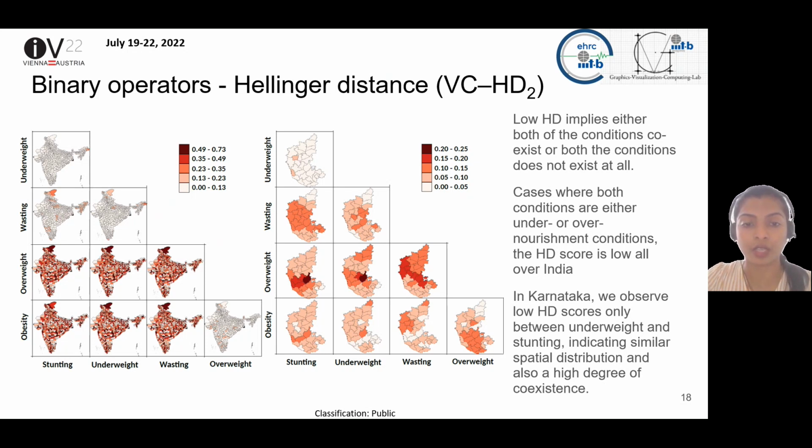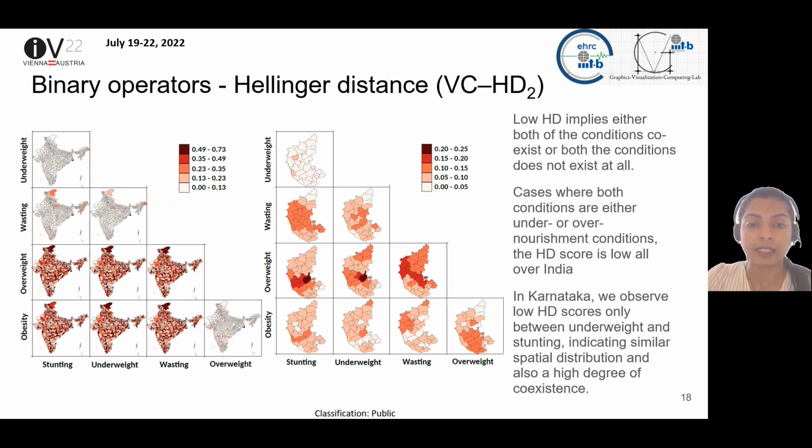overnourishment condition in India. In Karnataka, we observe lower HD score only between underweight and stunting, indicating similar spatial distribution and also a high degree of coexistence. This is also confirmed by the juxtaposed view of the unary operator. The range of HD values is much lower for Karnataka than in India, even though we observe finer grain differences in Karnataka.